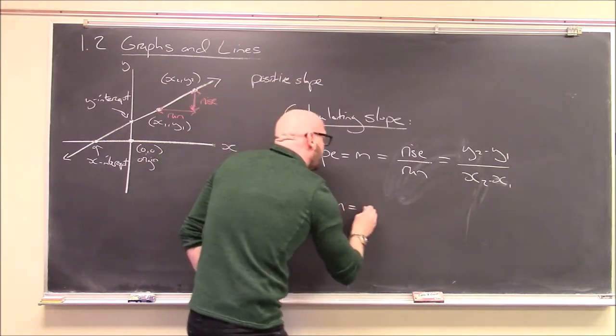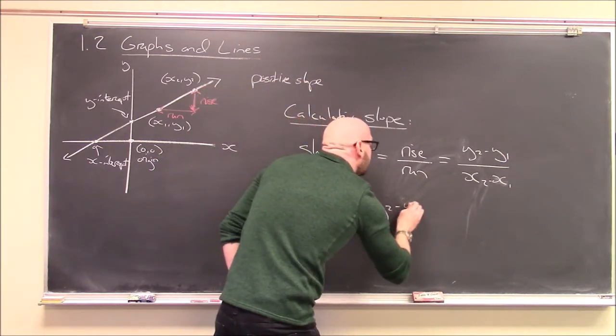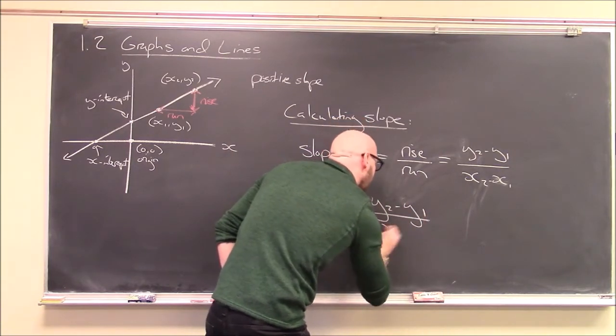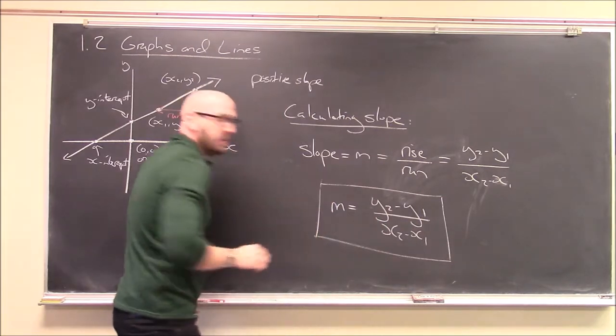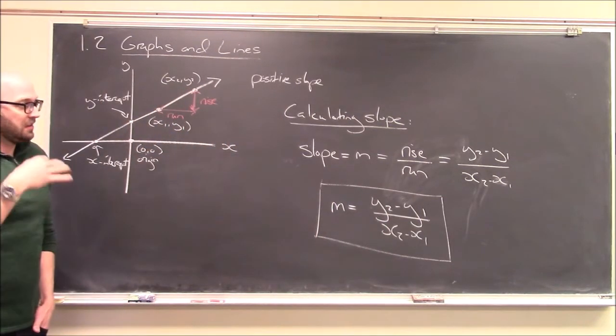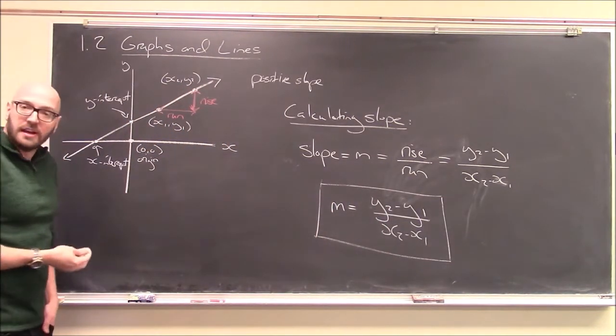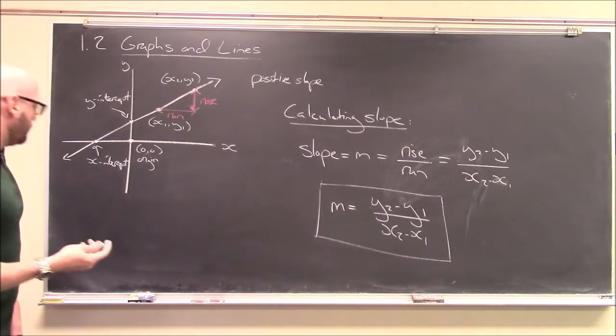Okay, so this is the formula for slope. You need to know the coordinates of 2 points. But once you have them, if you want to find the slope, all you have to do is take the difference in the y coordinates over the difference in the x coordinates. So we'll do an example.